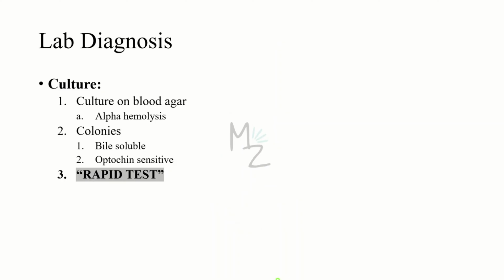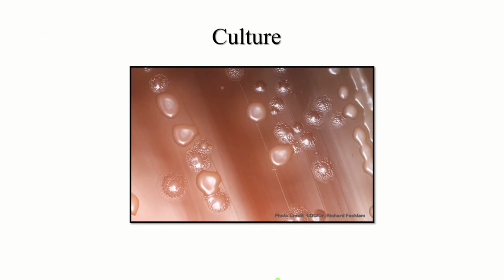Culture. On blood agar, this bacteria will show alpha-hemolysis, and its colonies will be bile-soluble and optochin-sensitive. Culture tests normally take a long time to show their results. That's why there's an alternate test available, that is the rapid test. This is how the Streptococcus pneumoniae culture looks.